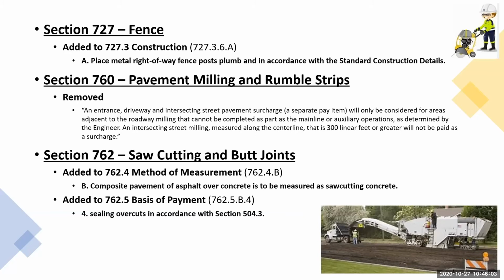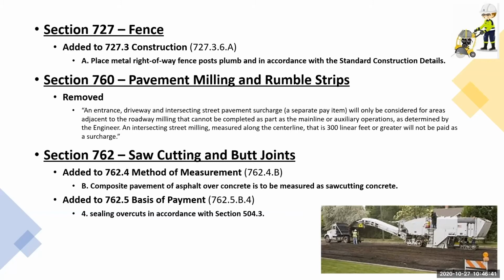760 related to pavement millings and rumble strips. Clarified that drop-offs and temporary wedging needs to be in accordance with part 6 of the MUTCD, and that's table 6G-1. For those who don't remember, we removed language that is redundant with the special provision 401-696, entrance, driveway, and intersection street paving surcharge. So any redundant language between 401-696 and section 760 is now in the special provision and no longer in section 760.